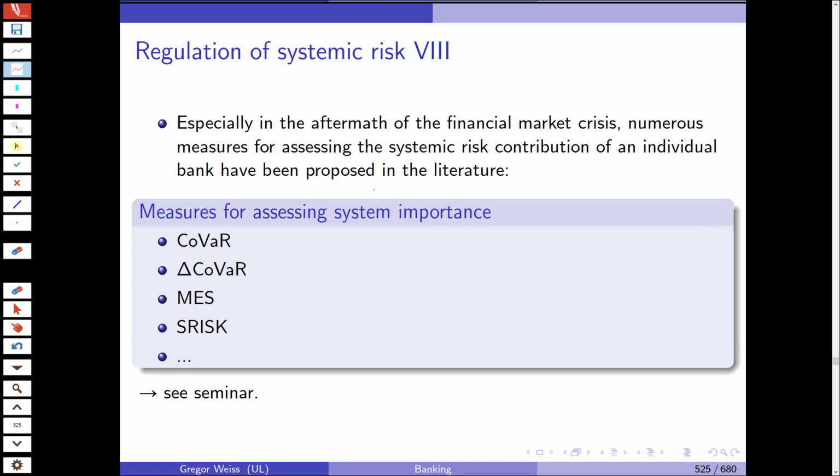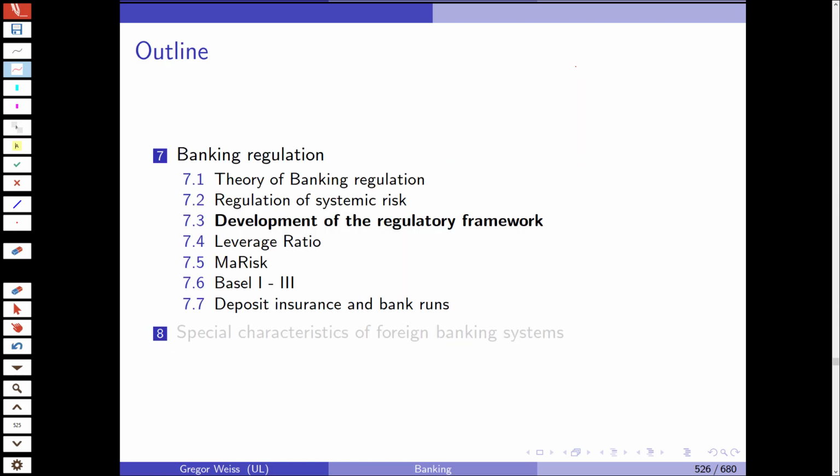Now, in the aftermath of the financial market crisis, we've seen numerous measures that were proposed to assess the systemic risk contribution of an individual bank. For example, CoVaR, Delta CoVaR, marginal expected shortfall or SRISK, and all these measures are, at least in some topics, discussed in the numerous seminars, both at the bachelor's but latest at the master's level.